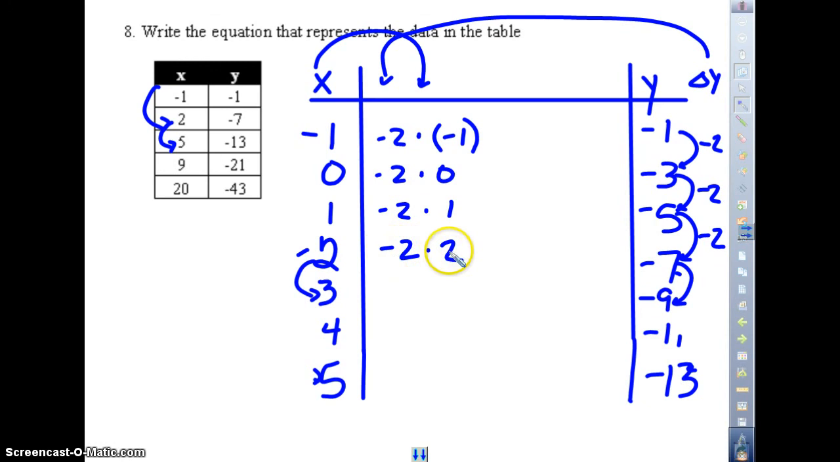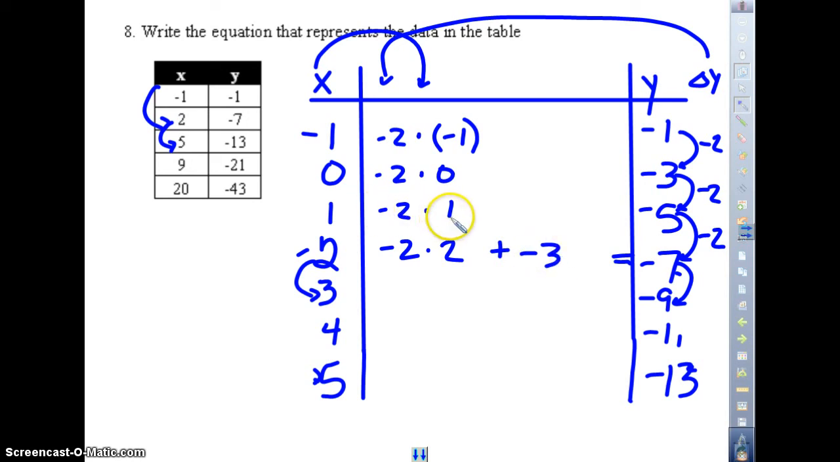Is -2 times +2 equal to -7? No, it's equal to -4. What do I have to do to -4 to change it into -7? Yeah, I'm going to have to add -3 to it.